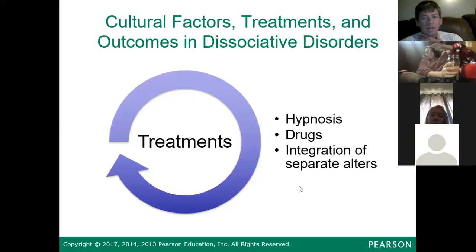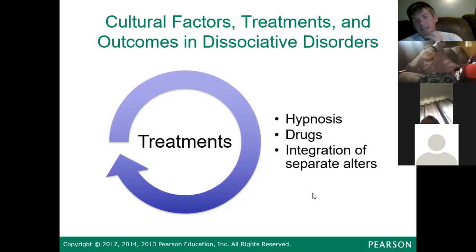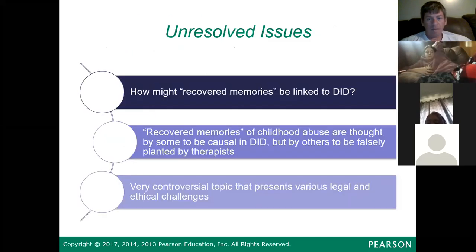So how do we treat it? Hypnosis, drugs, and then integration of the separate identities, essentially combining them all into one somehow. All right. So we already kind of discussed recovered memories of what happened as children. We call these retrospective accounts. So how could they be linked? Is it causal or is it the effect, essentially?